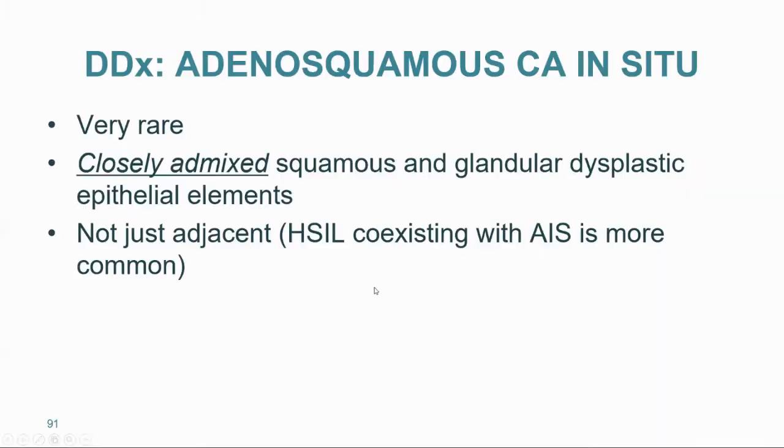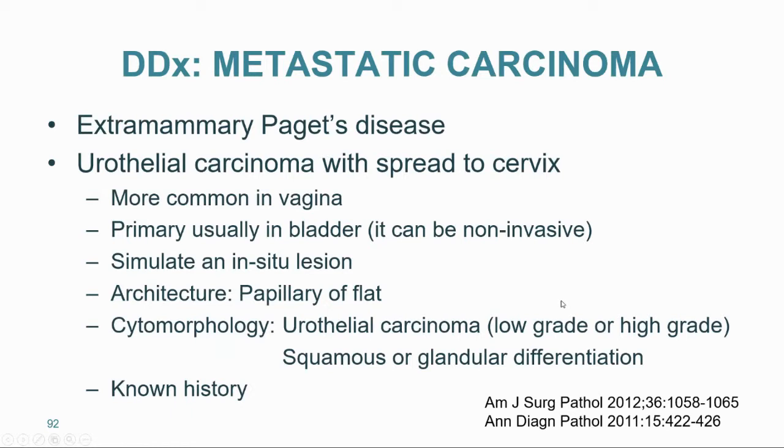which should make you think of a SMILE lesion. There's this very rare concept of adenosquamous carcinoma in situ. I've never seen one in real life, but in theory, if it's in situ, just make sure that it's superficial or confined to endocervical crypts, number one. And number two, where you see intimately admixed squamous and glandular dysplastic epithelial elements. Probably what you're going to see most frequently in practice is just HSIL coexisting with an adenocarcinoma in situ. They're closely associated. You can see it within the same fragment, but you can have a nice demarcation between the two lesions. That's probably what happens in most cases.